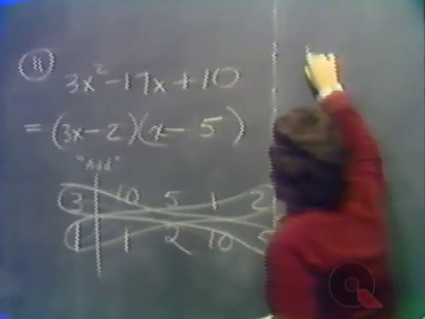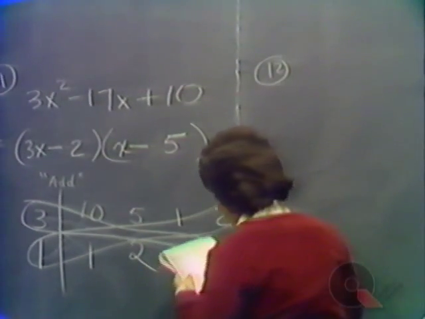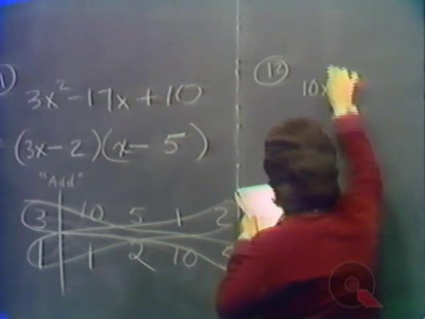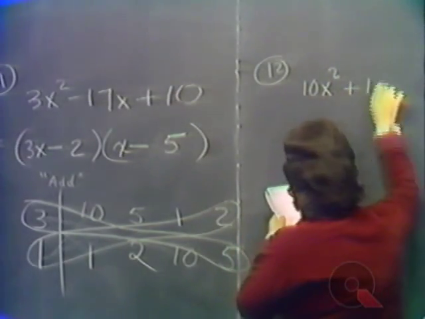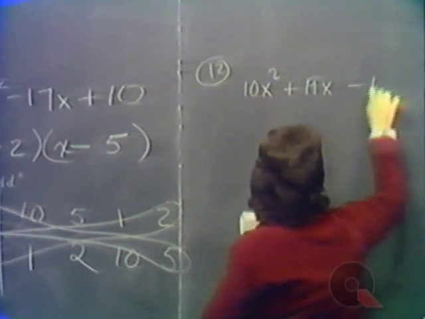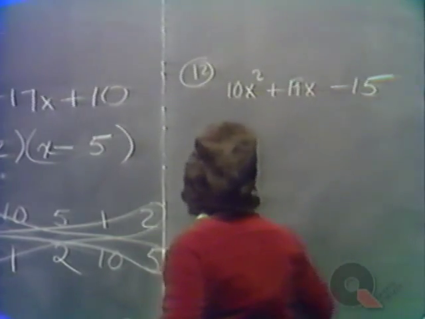Okay, let's try another one of those. 10x squared plus 19x minus 15.